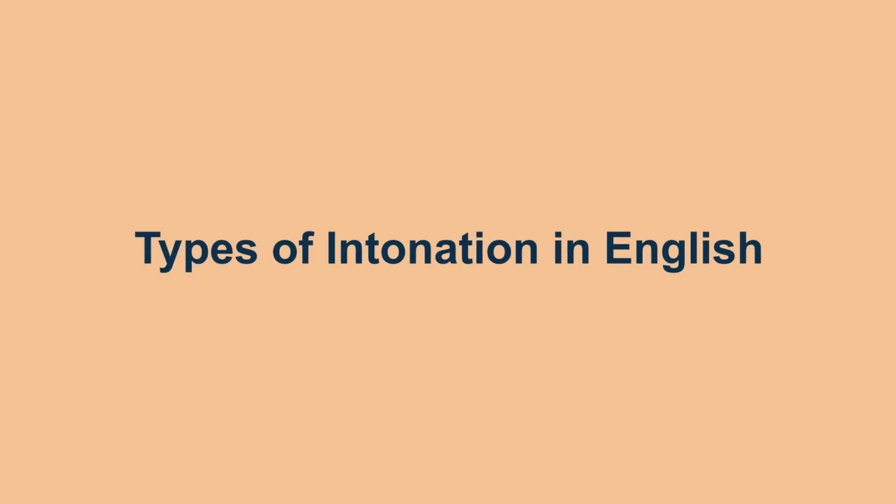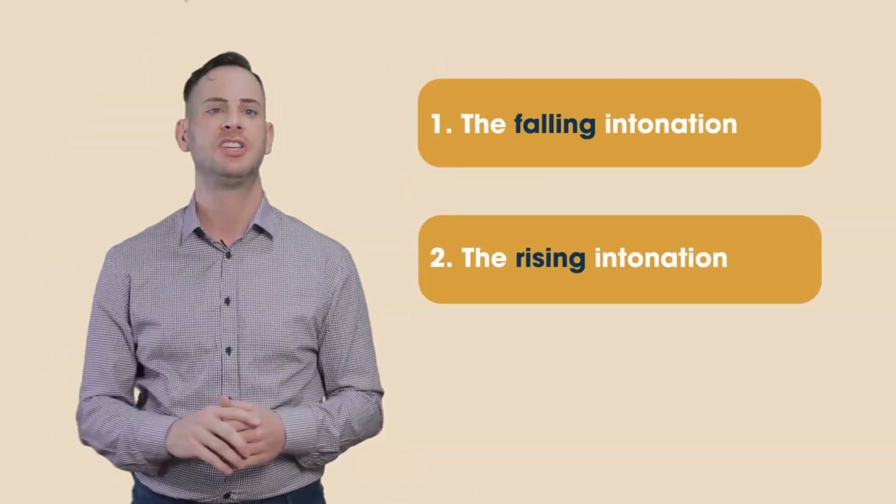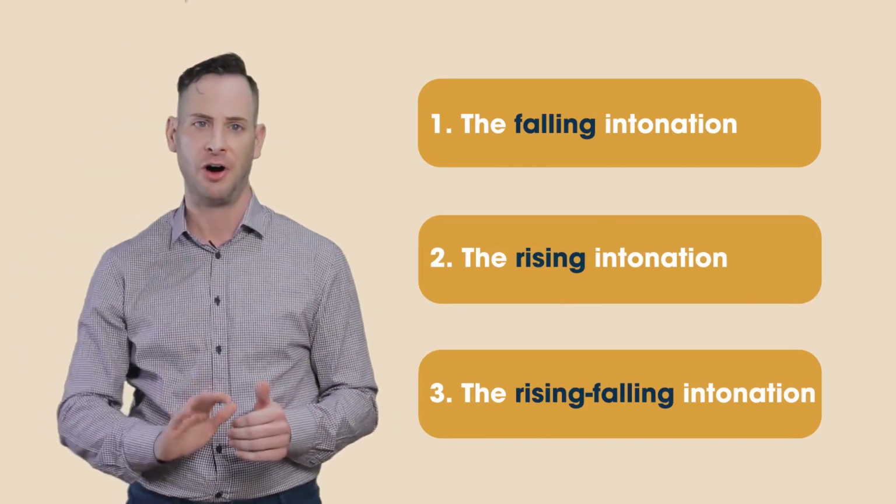First, let's take a look at the three main types of intonation in English. There are many types of intonation in English, and each of them serves a different purpose. But today, we're going to focus on three of them: the falling intonation, the rising intonation, and the rise-fall intonation.